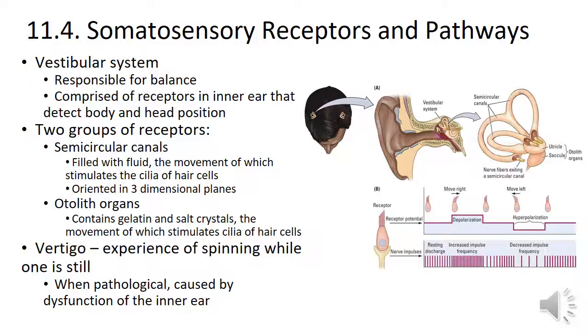And then there's the otolith organs, which contain a gelatinous substance as well as a type of salt crystal. The movement of this stimulates the cilia of hair cells as well, and also gives information about body position and head position. You might be familiar with vertigo, which is the experience of spinning or the world moving when one is sitting still. It is associated with a number of different disorders, but when it's pathological, so some people have chronic vertigo, this is caused by dysfunction in the vestibular system in the inner ear.